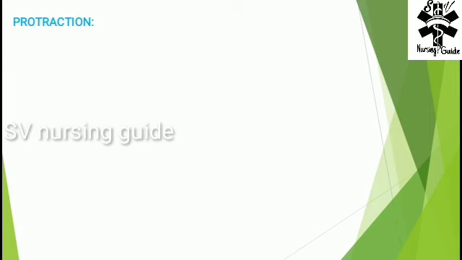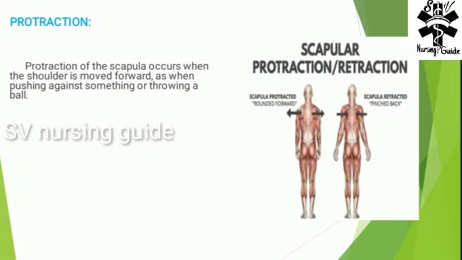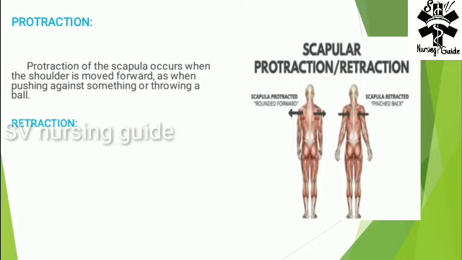Next, protraction. Protraction of the scapula occurs when the shoulder is moved forward. Example, pushing against something or throwing a ball. At that time protraction will occur.